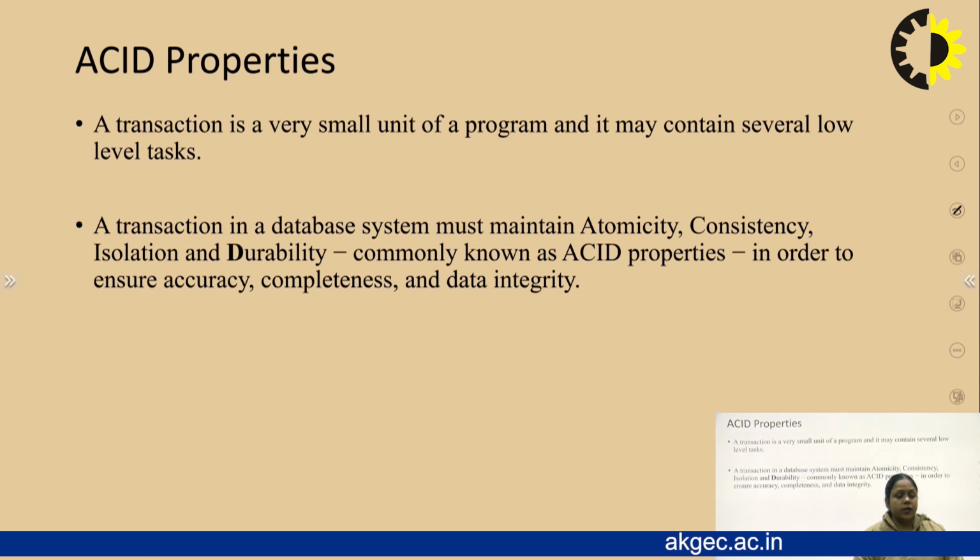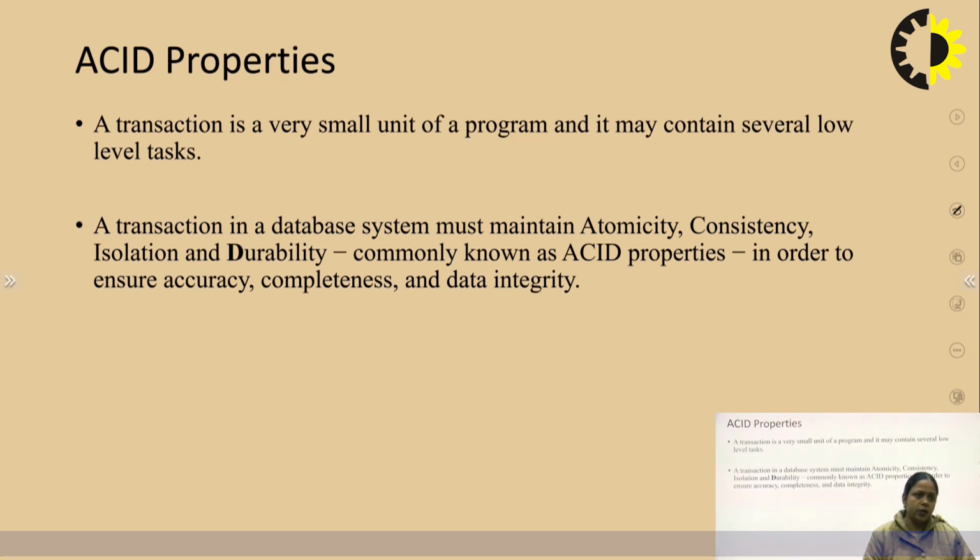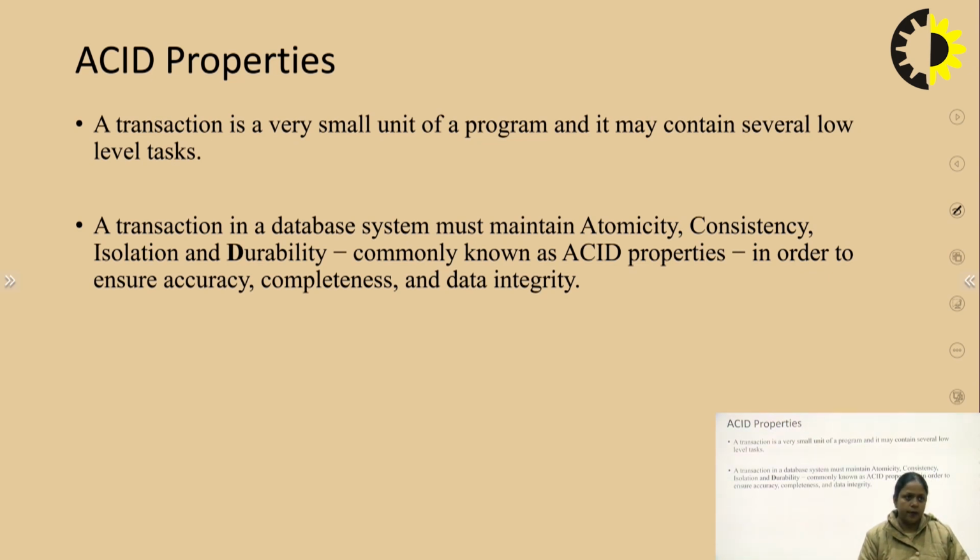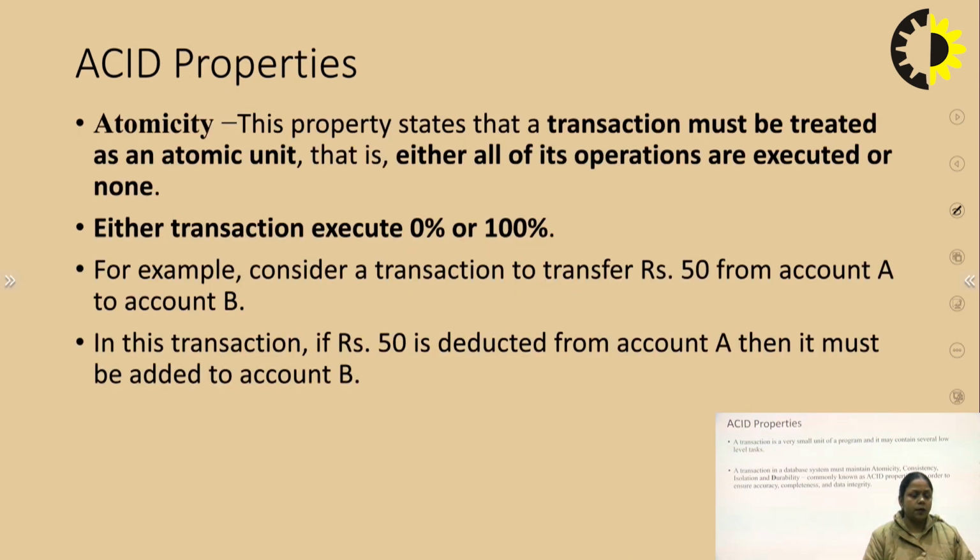Now these transactions are based on the ACID properties. These ACID properties should be maintained. A transaction is a very small unit of a program and it may contain several low level tasks, which we have already discussed. A transaction in a database system must maintain atomicity, consistency, isolation and durability, which are known as the ACID properties, in order to ensure accuracy, completeness and data integrity. So these four attributes should be maintained at the time of a transaction. So we will see what the ACID properties are now.